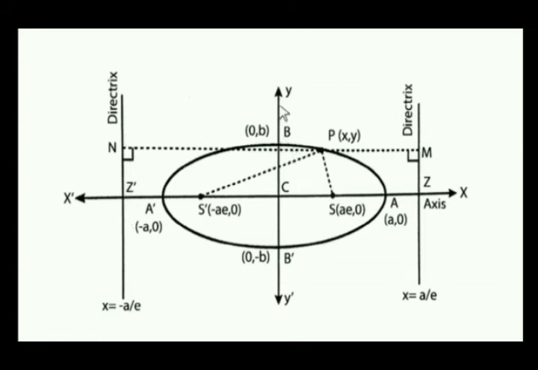The line where it intersects the y-axis gives the vertices along the y-axis, and when it intersects the x-axis, it gives the vertices along the x-axis. The equation of the directrix is x equal to a by e, and on the negative side it will be x equal to minus a by e.